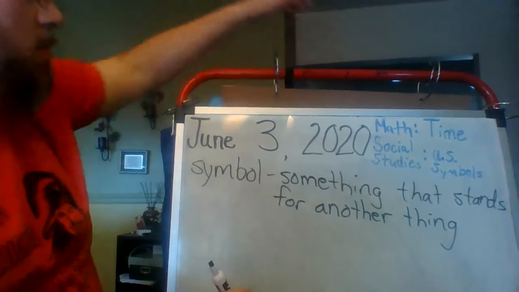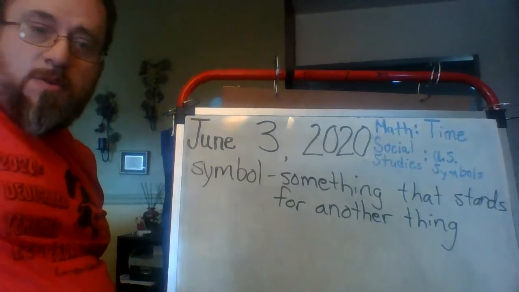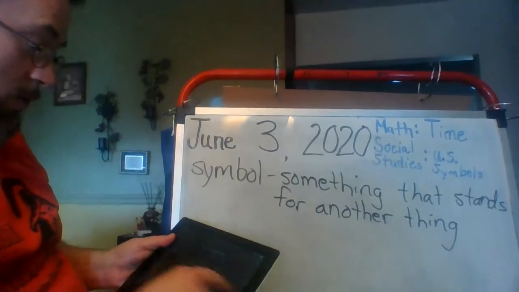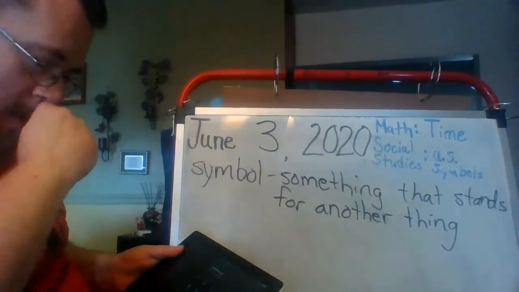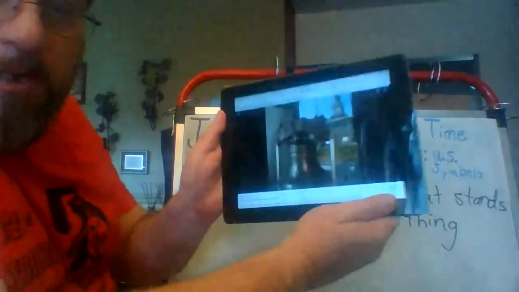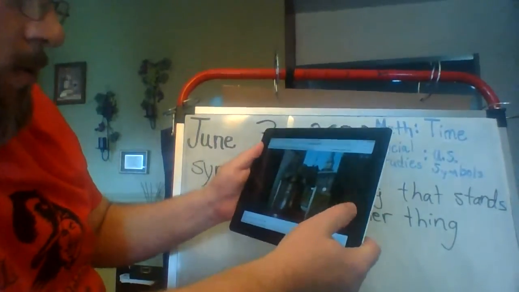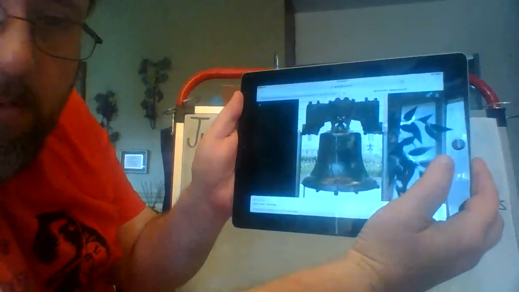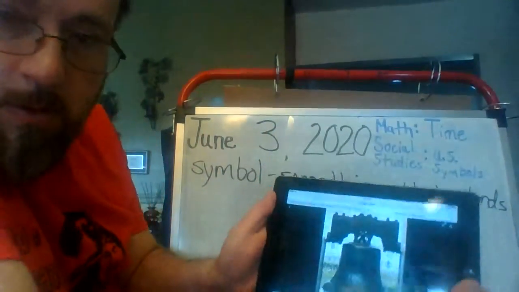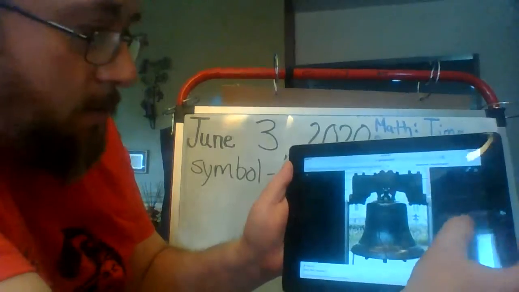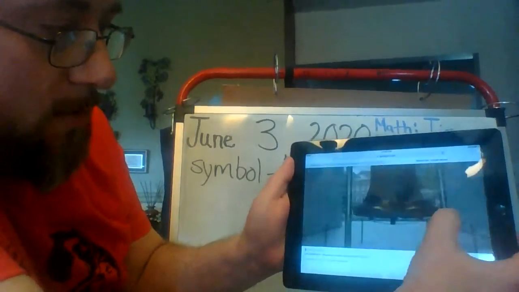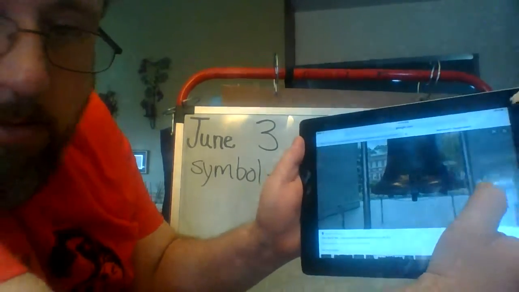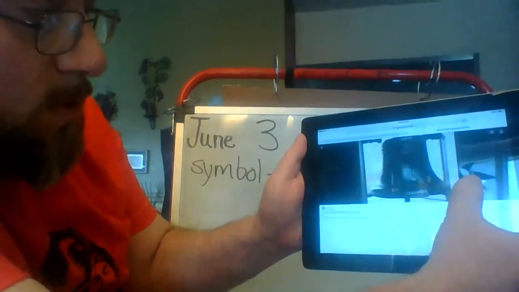Well, this week, I thought it would be a good idea to actually give you a chance to see some of these symbols. So, what I have here is my old ancient iPad. But on this iPad, I have pulled up an actual photograph of the Liberty Bell. A few photographs of what it looks like in Philadelphia. You can see the crack. It cracked the first time it was rung.